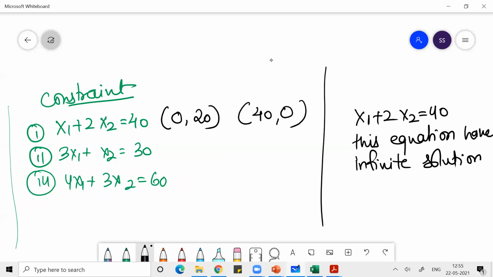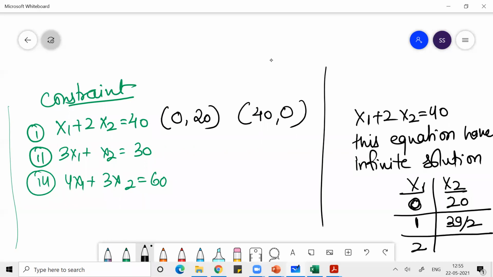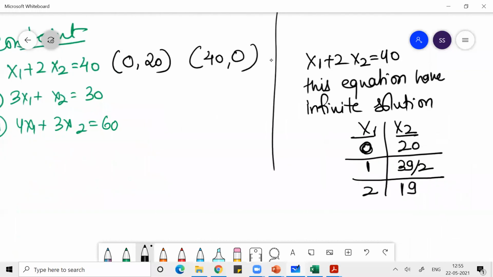This equation x1 plus 2x2 is equal to 40 has infinite solutions. You can put any value of x1, and simultaneously you will get the value of x2. If you put x1 equal to 0, you will get x2 equal to 20. If you put x1 equal to 1, then x2 will be 39/2. If you put x1 as 2, then x2 will be 19. If you put x1 as 3, then x2 will be 37/2. If you put x1 as 4, then x2 will be 18.